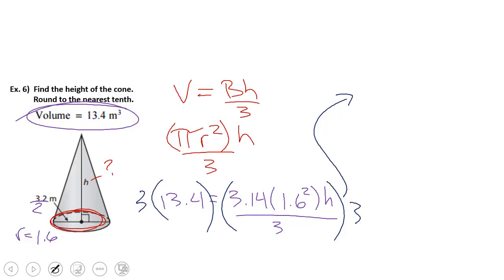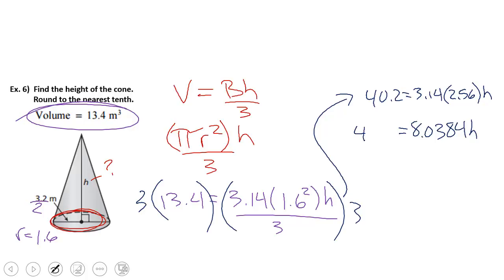When you take 3 and multiply it by 13.4, you get 40.2. And that's going to be equal to 3.14 times 1.6 squared, which is 2.56, times the height. 2.56 times 3.14 gives us 8.0384 times the height, and that is equal to our volume now, which is 40.2.